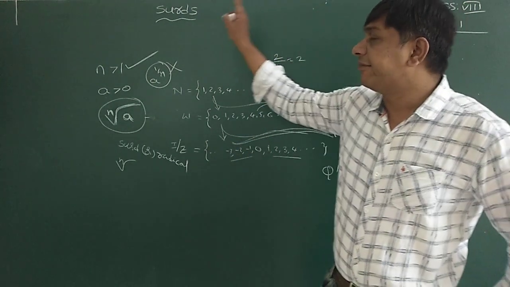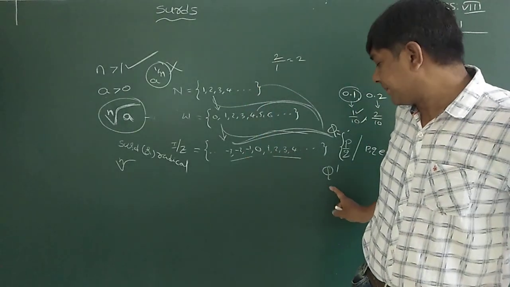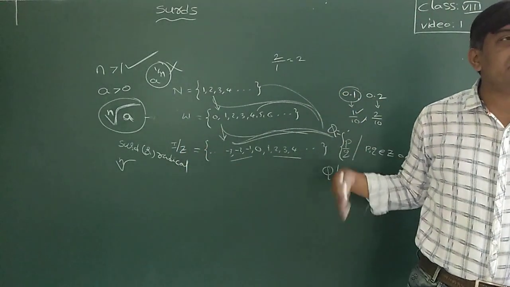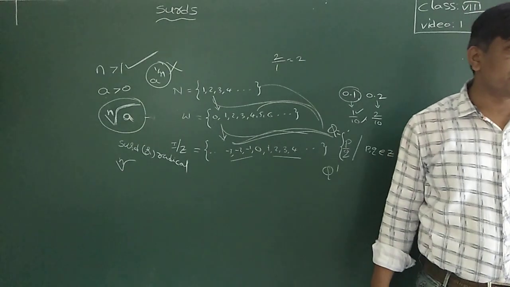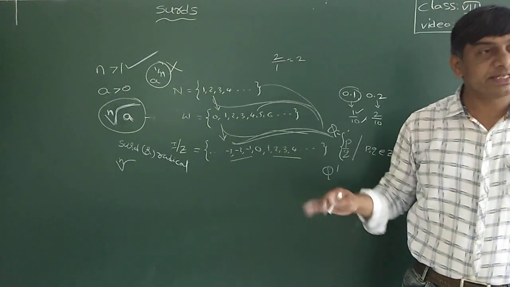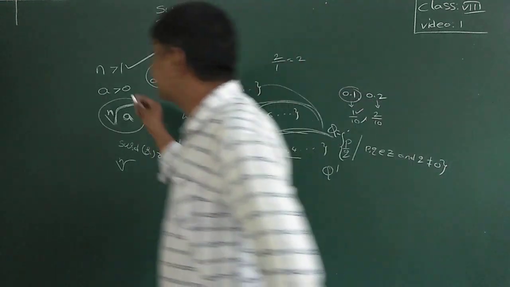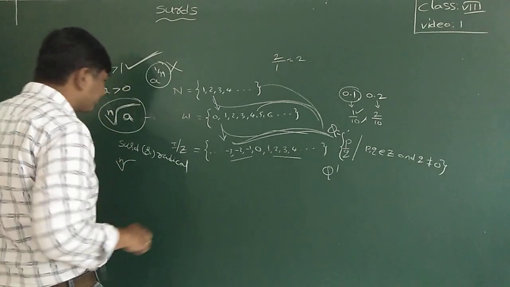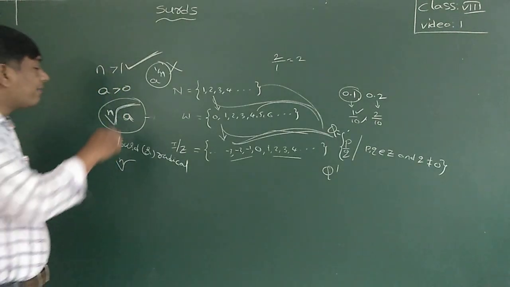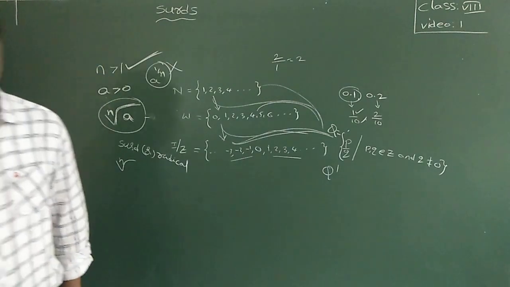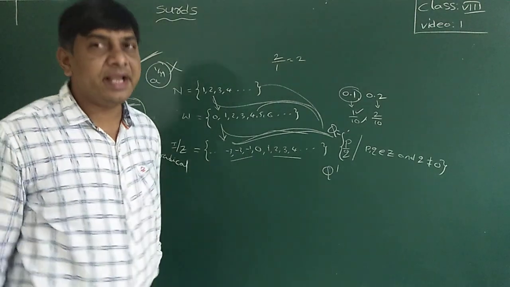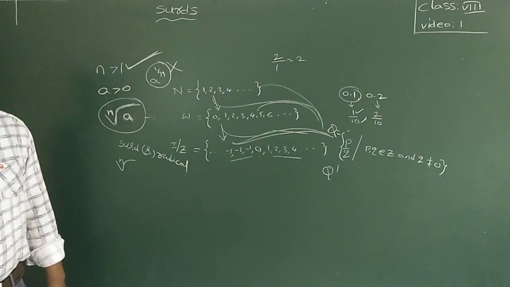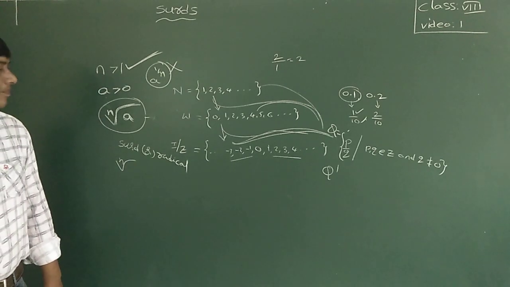So every surd is an irrational number, but all irrational numbers may not be a surd. What is the definition of a surd? If n is any positive integer greater than 1, and a is a positive number greater than 0, and nth root of a is not a rational number, then this nth root a is called a surd or radical.